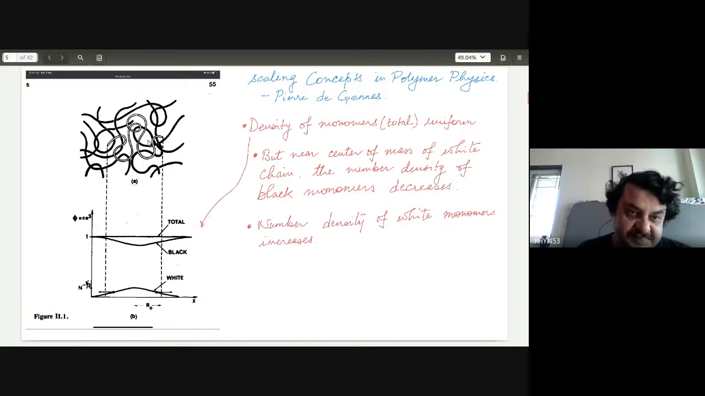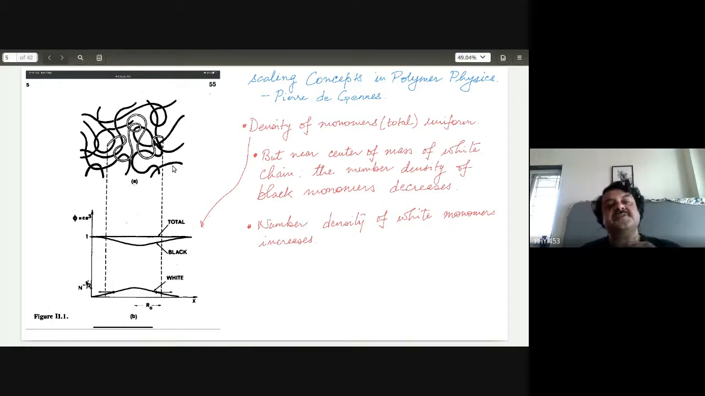Now, as the monomers of the white chain want to swell out, what do they see? They see the monomers of the black chains. Near the center of mass, the number of monomers of the white chain was the maximum, but a polymer chain wants to swell out to avoid monomers of the same chain, and that's why it can swell as it goes towards the periphery. But as it goes towards the periphery, it sees monomers from the other chains, which push it back.